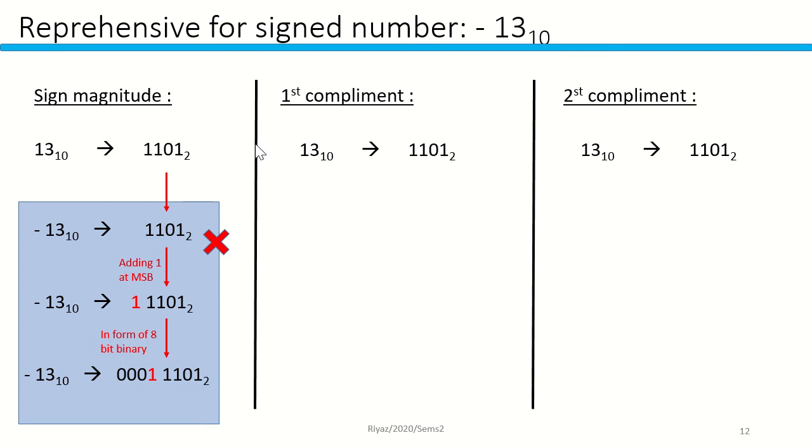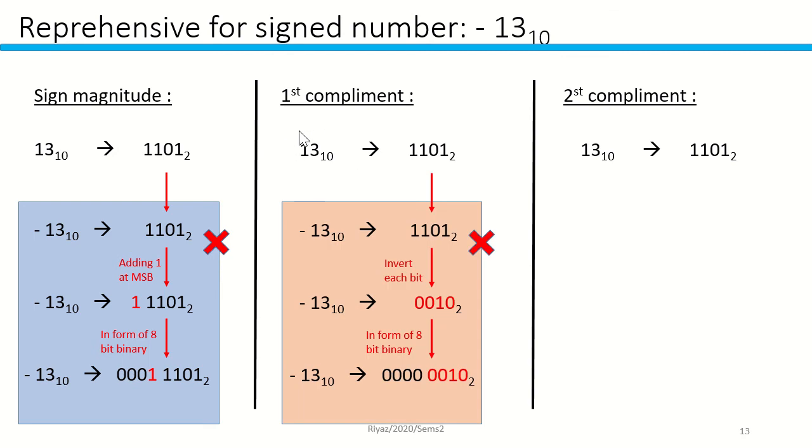How about first complement? Like previously, positive 13 is going to have 1101, and we're going to do the first complement. We just bring the exact 1101 to here, and then we're going to invert everything. 1101 becomes 0010, and then in the form of 8 bits it is represented as 00000010. This final answer is only for the first complement representation.